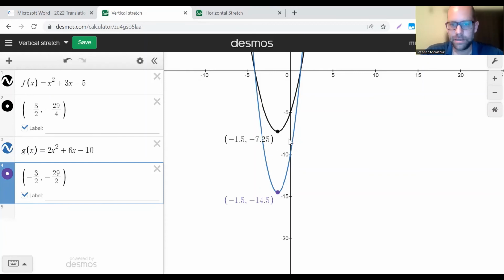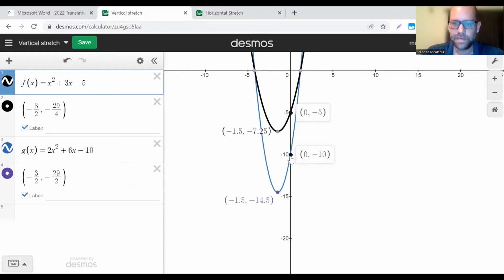Well, the next one's double far away. 7.25, if you double that, you get 14.5. That's twice as far away. If you look at the y-intercept of this one, it's -5. This one's -10, so it's twice as far away. And what you'll also notice is the x-intercepts are the same.